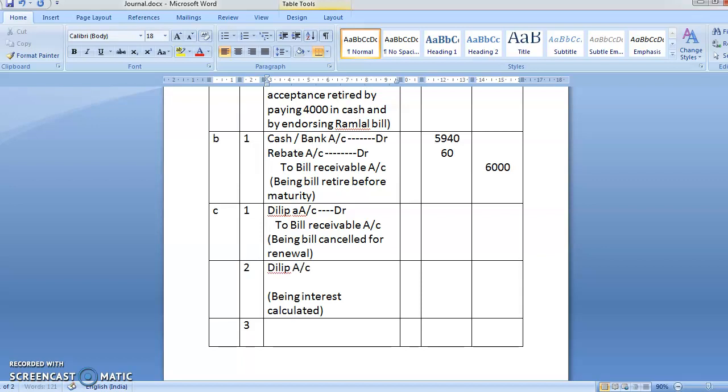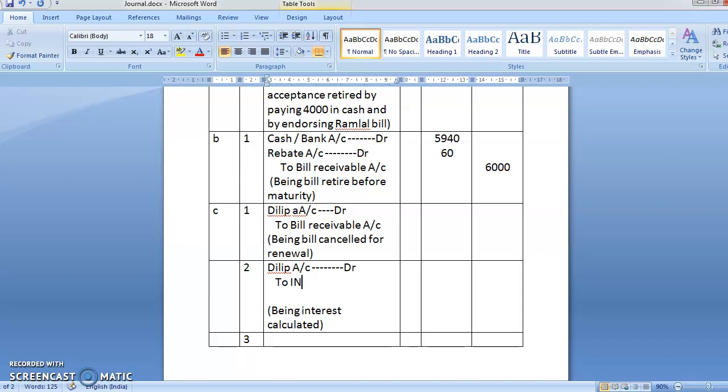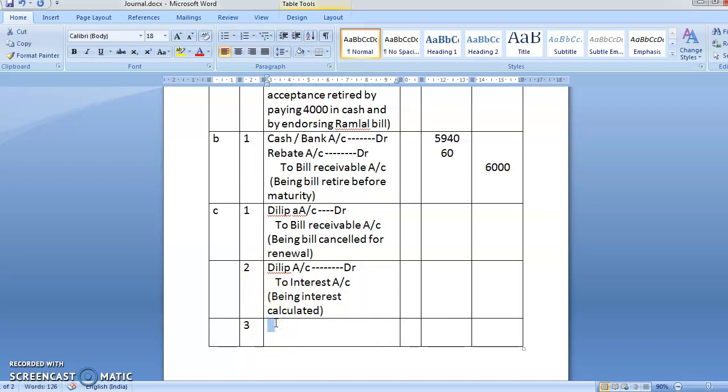Second is for interest. Dilip account debit to interest account. Am I correct? What is the third entry? Part payment. You're receiving some money, cash or bank account debit. Who's giving you this? Dilip. So to Dilip account.